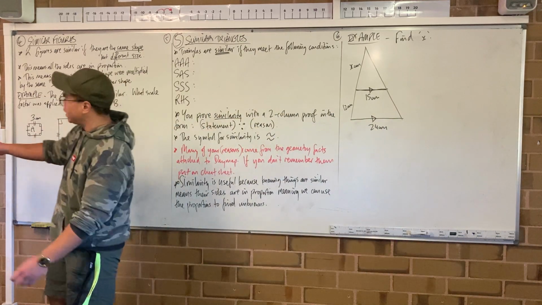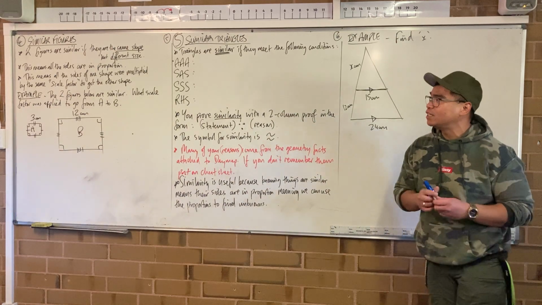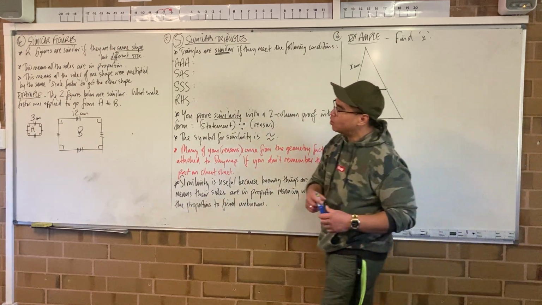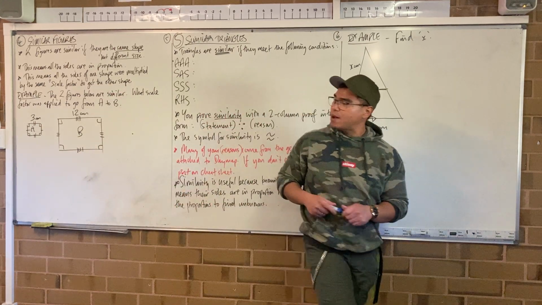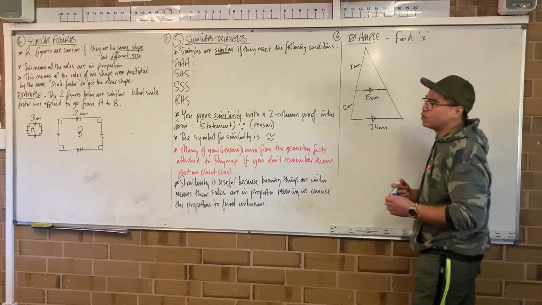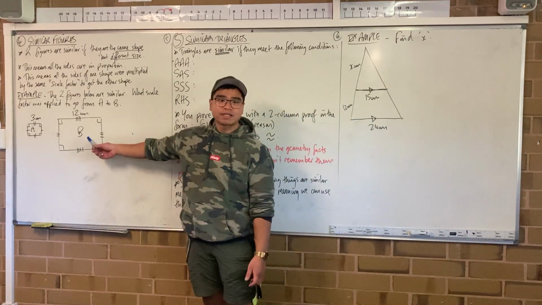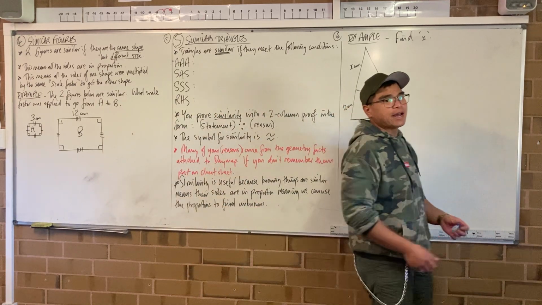Two figures are similar if they have the same shape, so the same angled corners and everything, but they are different size. That means all sides are in proportion. This means all sides of one shape were multiplied by the same scale factor to get the other shape. So for example, I have two rectangles here, A and B. What scale factor was applied to go from A to B?